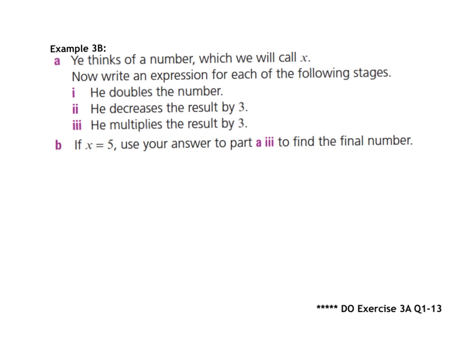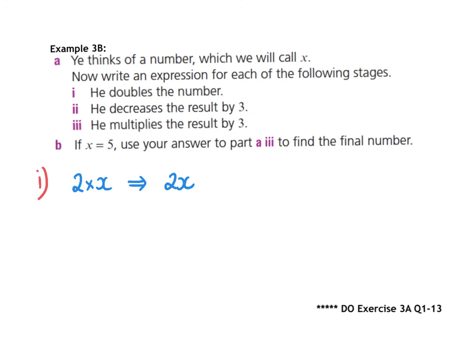So we have: Ye thinks of a number which we will call X. So he's thinking of a number X. Now write an expression for each of these stages. So the first thing he does, he's thinking of X, he doubles the number. If you double it, what do you do? Times it by what? 2. So if I have 2 times the number, how can I write that? 2x. Numbers go first. So 2x, good.